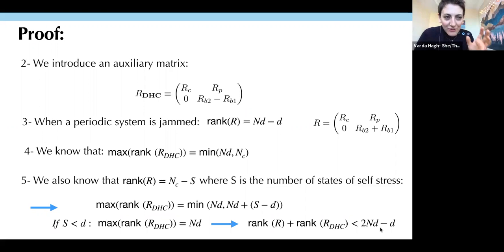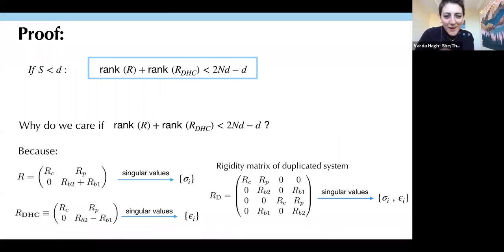Okay, now I know that this is really math intense, and I'm assuming that most of you are probably bored and not even following this, but it doesn't matter, because at this point you don't need to remember all the proof that I showed you. All you need to remember is that in systems where the number of states of self-stress is smaller than the number of translational degrees of freedom, or translational zero modes, the rank of this R matrix, the rigidity matrix, plus the rank of this auxiliary matrix that we defined, is at most 2ND minus D.